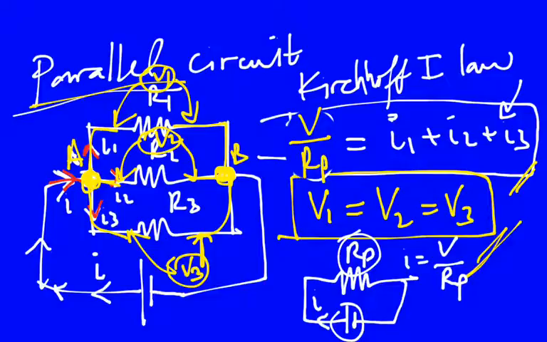Now, what about the I1? Well, if you look at your I1, you'll see that there's a current flowing into it, so that's I1, and that I1 is just V1 divided by R1.